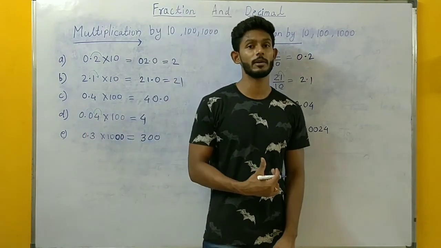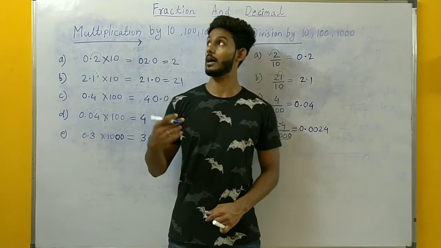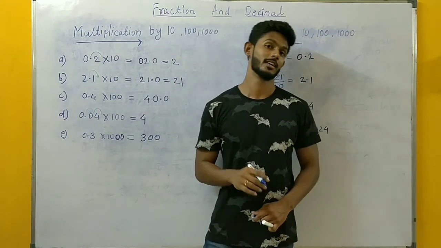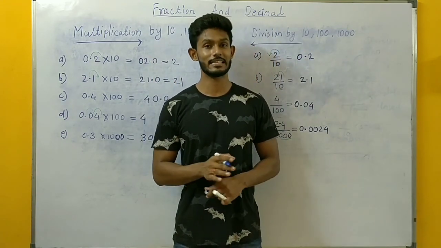So this is how we multiply and divide by 10, 100 and 1000. We are just shifting the decimal point.